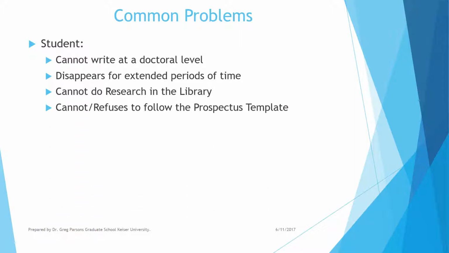Some of them are kind of stubborn. They have ideas in their head about what their dissertation is going to be about. They've had that idea since they even entered the program, and they do not want to follow the prospectus template because they can't find the literature to go along with their topic. And you've got to convince them that they have to follow the procedure, and the prospectus template is the first thing they have to do.